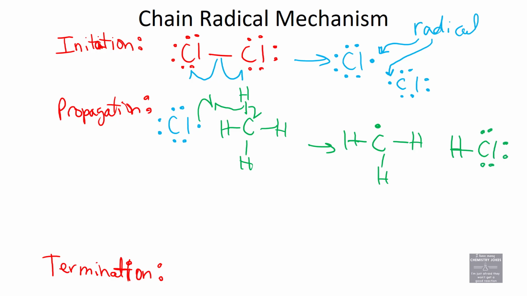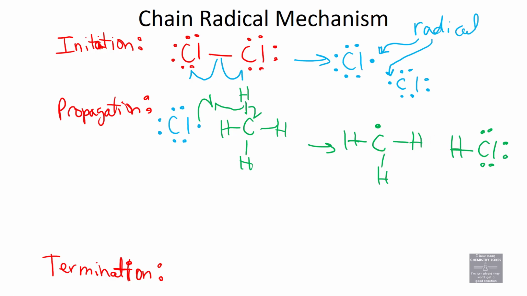It takes a lot of time to put all those extra little dots on there. So this says Cl and H are each sharing one electron to make a bond between Cl and H. The extra electron that's left over becomes a radical dot on this carbon. Propagation: radical plus non-radical yields radical plus non-radical.